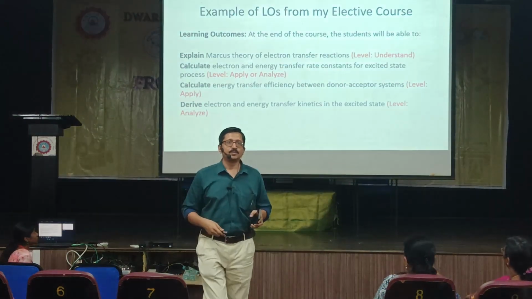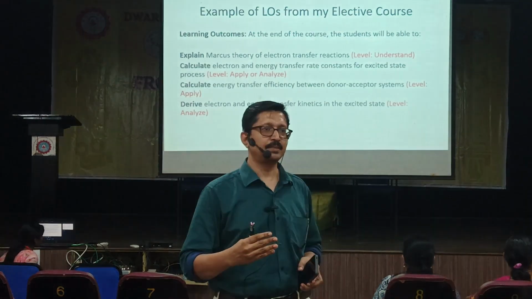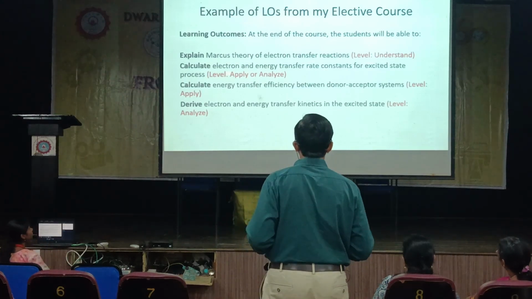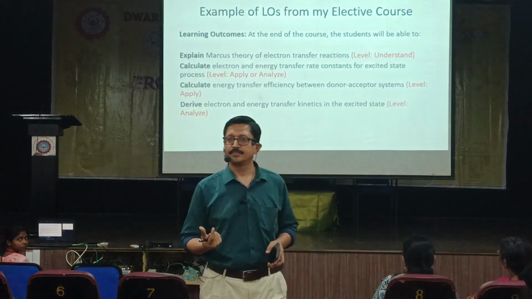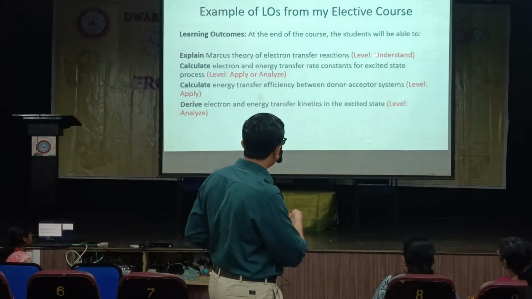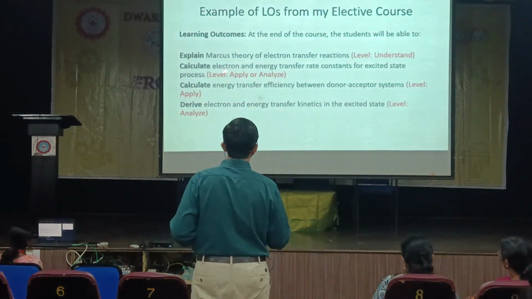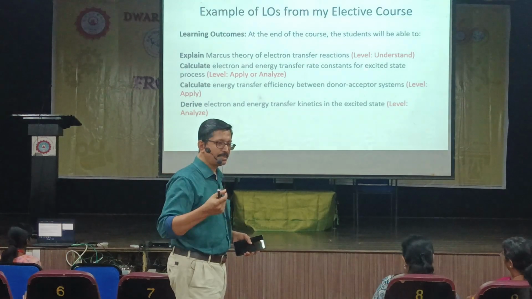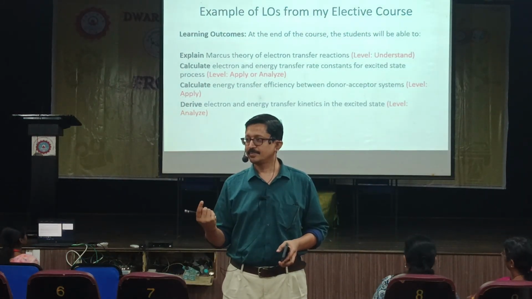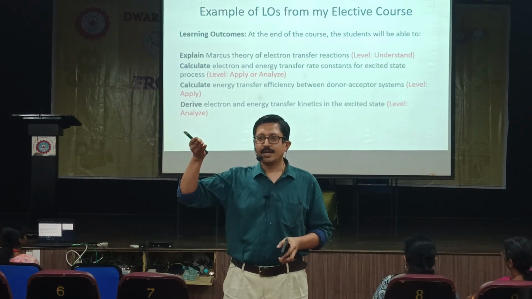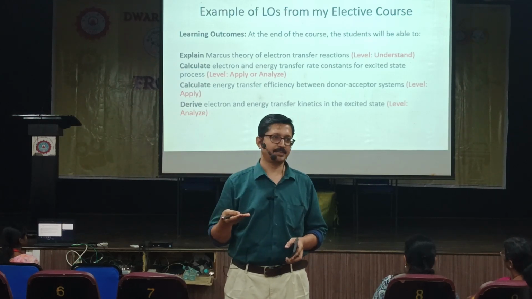Examples. Here what we are seeing is the expectations are spelled out specifically. Like they will be able to explain a theory, and the level involved is the understand level. They will be able to calculate something. Some calculations are at the apply level, some at the analyze level. These are all different levels, which means the difficulty of calculation is varying. That's essentially what it means.